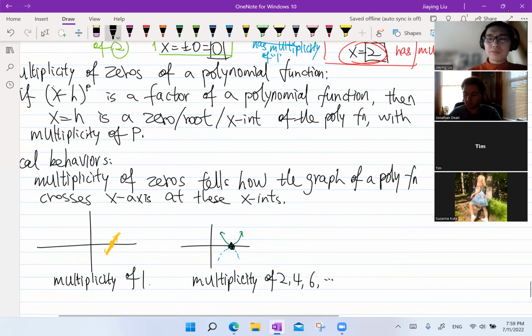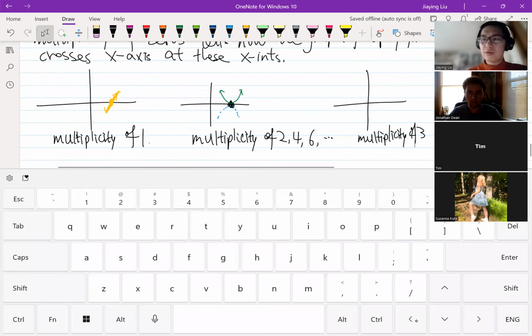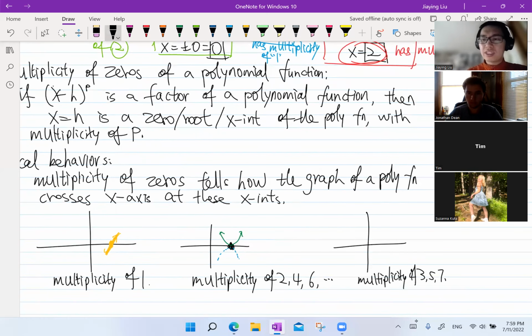And if it has a multiplicity of three or five or seven, then the graph is going to cross the x-axis in a chair shape. So let's see, this is the x-intercept. It could come down to this point, really flat there, and pass it a little bit flat, but then it comes back to the other side. So right where this x-intercept is, it looks like it's flat. So this has a chair-shaped crossing.